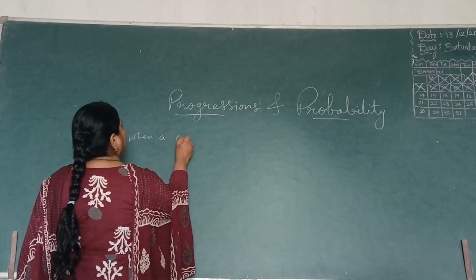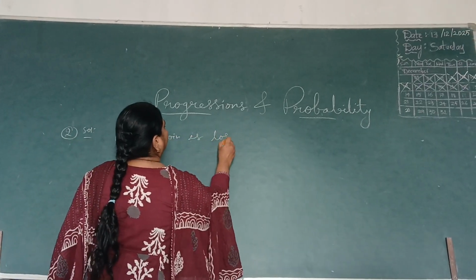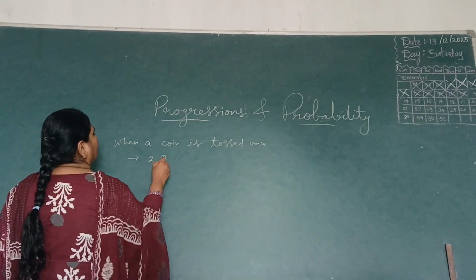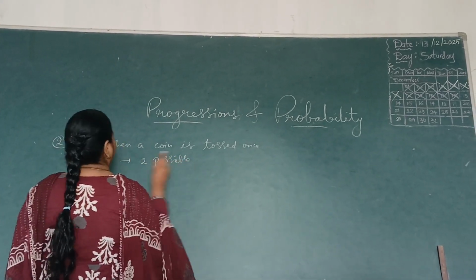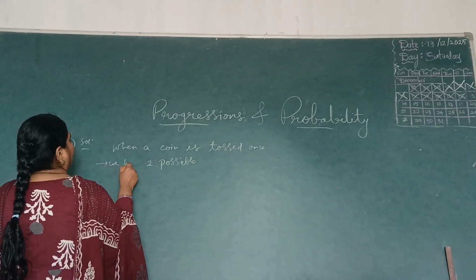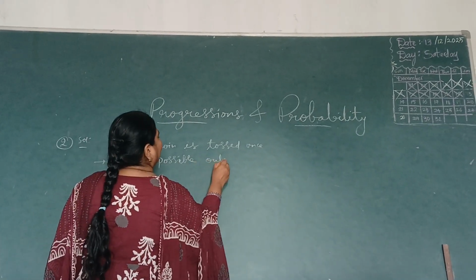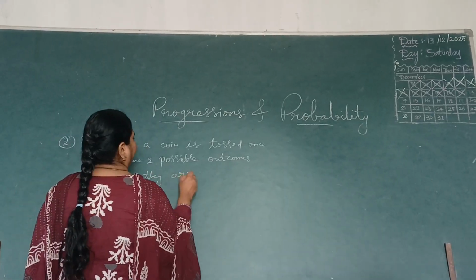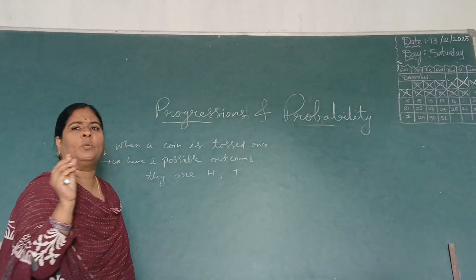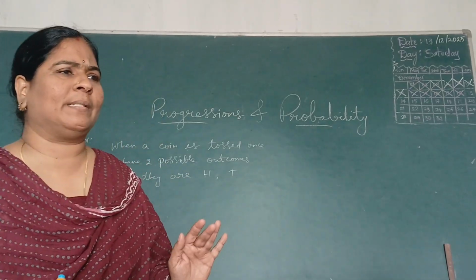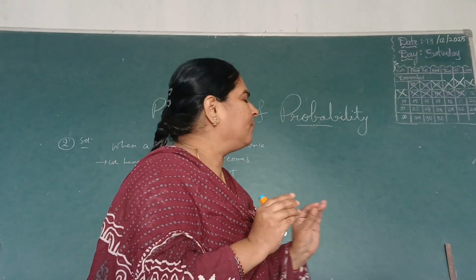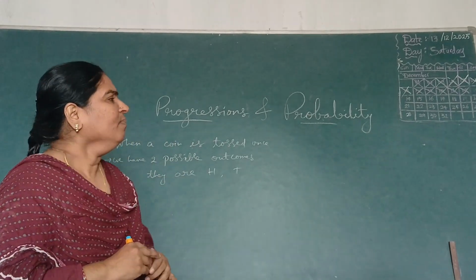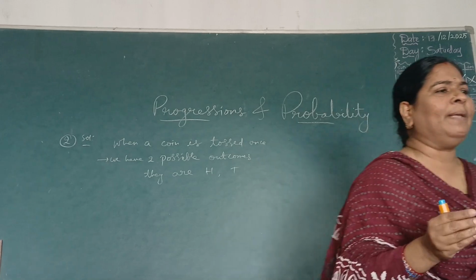When a coin is tossed once, what happens, children? Two possible outcomes we will be having, isn't it? What are they? Head and tail. Only two possible outcomes we have. So what Ramba is saying, suppose it is tossed once means we get head and tail. So what is the probability of getting?